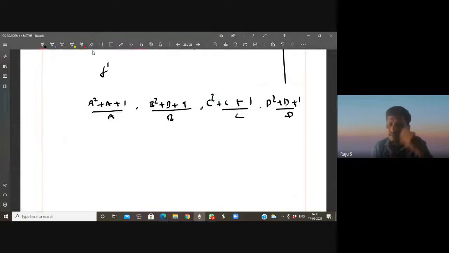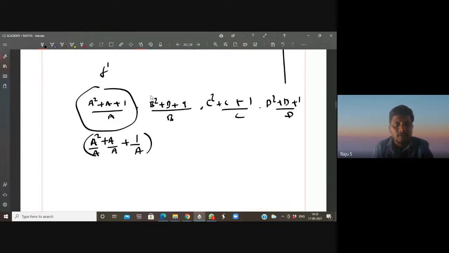The maximum value is infinity. So A² + A + 1, I want to write separately, 1/A. I want to first simplify this first one alone. The second one is the same, the third one the same, the fourth one will get the same value. So A + 1 + 1/A. Okay, what is the minimum value of this number? The minimum value: when I take A equal to 1, 1 + 1 + 1, that is 3.